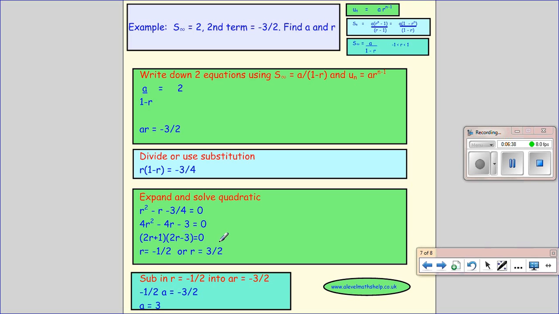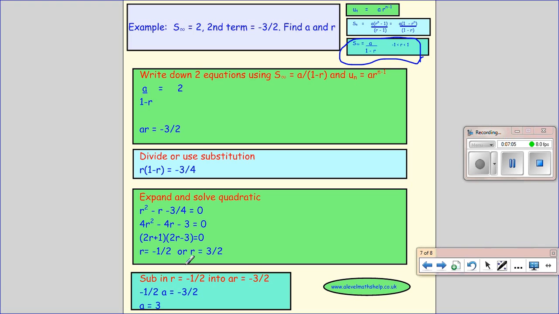And then we just solve that. So we want to see when each of these brackets will equal 0. This one will equal 0 when r equals minus a half, and this one equals 0 when r equals plus 3 over 2. Now the key thing here, before we go back and substitute in to get a, is to note we can only have a sum to infinity if r is between -1 and 1.